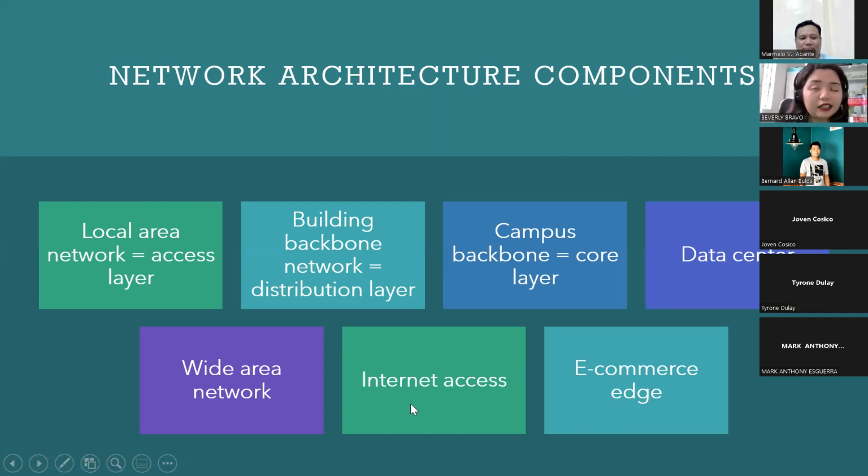Second to the last is internet access. As the word implies, this is how companies connect to the internet. This is where our telecoms come into play. So that's internet access. And lastly is the e-commerce edge. This is the component that connects the business to its customers. For example, a customer suddenly has a complaint to that specific company, and he or she sends an email. The component that handles that is what we call the e-commerce edge.